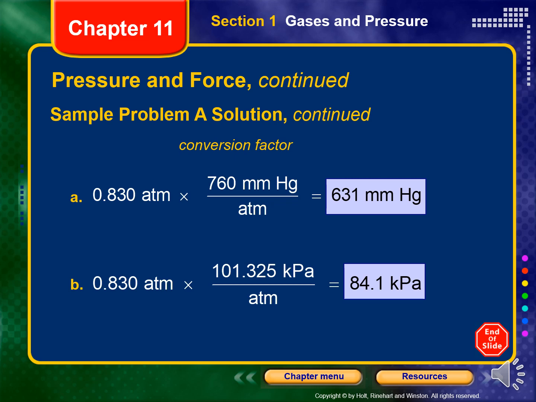Here we have the simplified version. You can see 0.83 times 760 gives you the 631. 0.83 times 101 gives you 84.1 kilopascals. And that's really it. That's a pressure conversion. You got to learn how to do them. And that's about it for today.